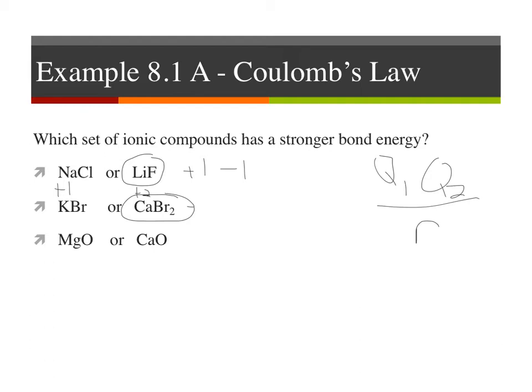MgO and CaO, both of these are +2, -2 ions, so the charges are about the same. Oxygen is the same in both, but magnesium is a little smaller than calcium, so magnesium is going to have a stronger bond to that oxygen.